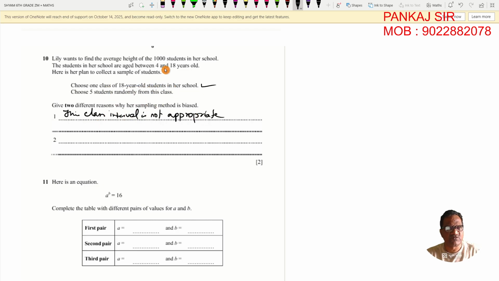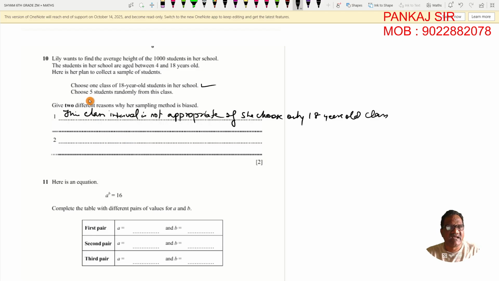Okay, so if she takes only the sample of 18-year-old students, then what about the 4-year-old students, 5-year-old students, 6-year-old students? There are students from 4 to 18 years. In between there are also so many students whose age is less than 18. So what about those students? The class is not appropriate if she chose only the 18-year-old class. So that is one thing, and that's the reason it will be biased.